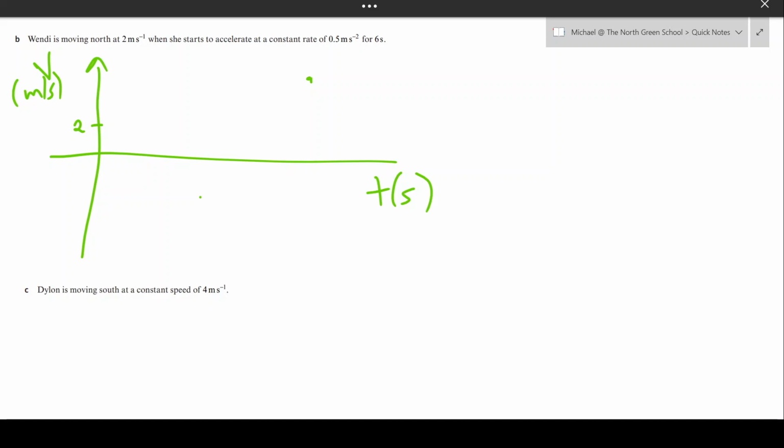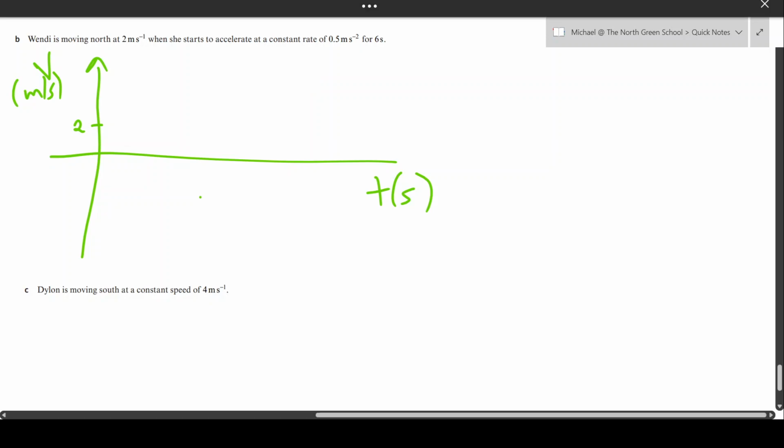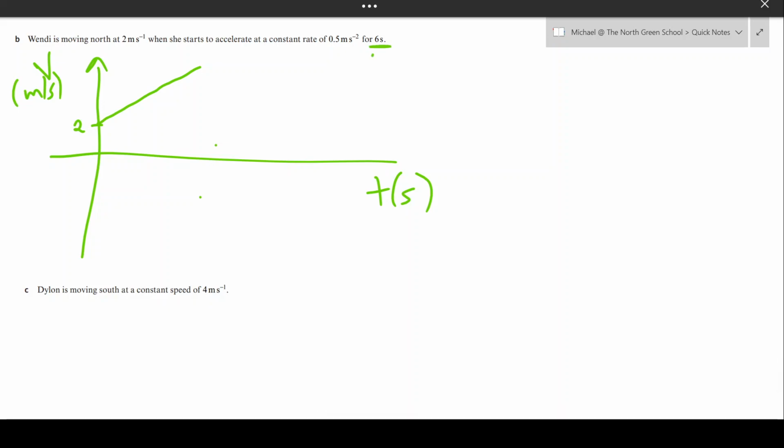Then, at time 0, she starts to accelerate. Accelerate means her speed is increasing, so we should expect it to be going upwards. But they're saying it's at a constant rate, so we're going to make it go upwards with a straight line, like that. And they say that she does this for how long? 6 seconds. So 6 seconds.